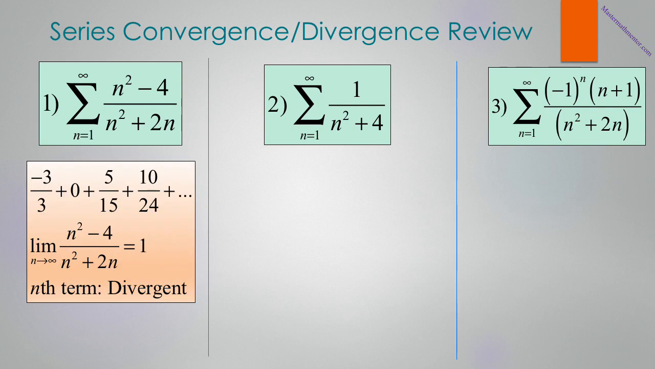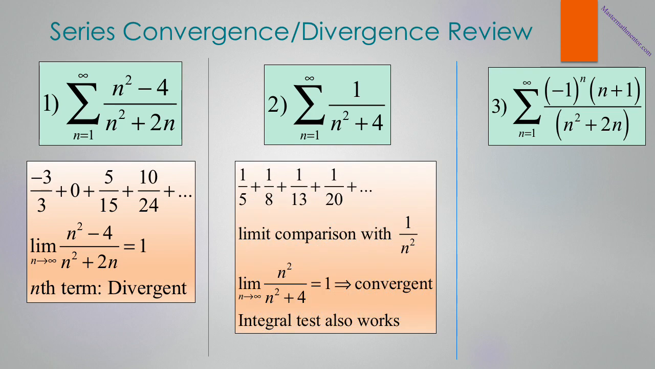One reads summation n equals 1 to infinity of n squared minus 4 over n squared plus 2n. Our terms are negative 3 over 3 plus 0 plus 5 over 15 plus 10 over 24 plus dot dot dot. The easiest test to use here is the nth term test. If we look at the limit as n approaches infinity of n squared minus 4 over n squared plus 2n, that is equal to 1, and since it's not equal to 0, it is divergent, and we can stop right there.